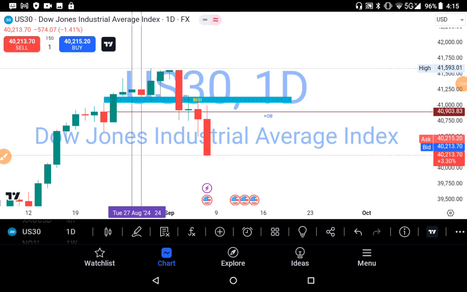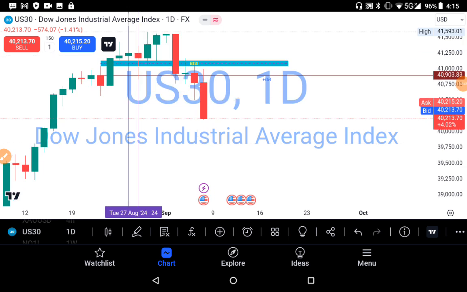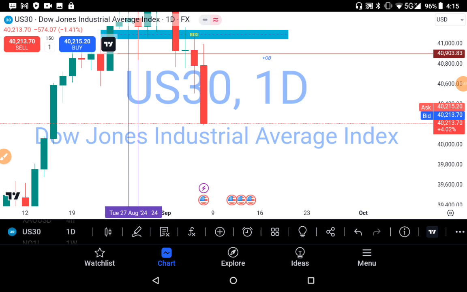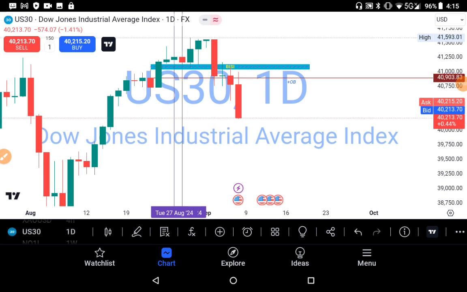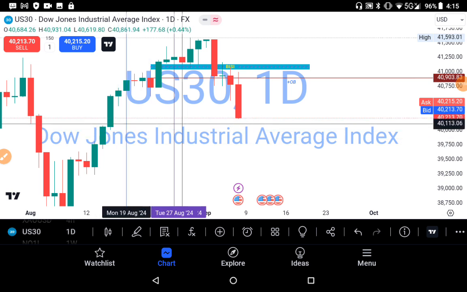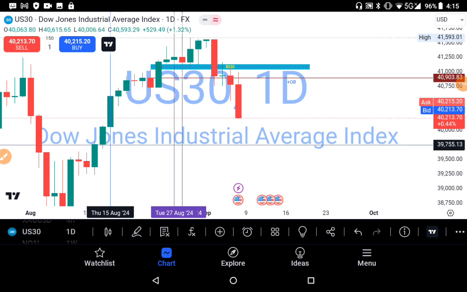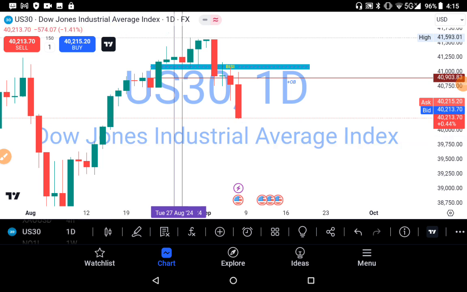So the coming week, I'm not rushing. I don't have anything to rush. So the coming week, I will see if the market price, this level will be delivered. The market has traded into this BC here. We also have another BC here. So these are the two levels I'll be watching.